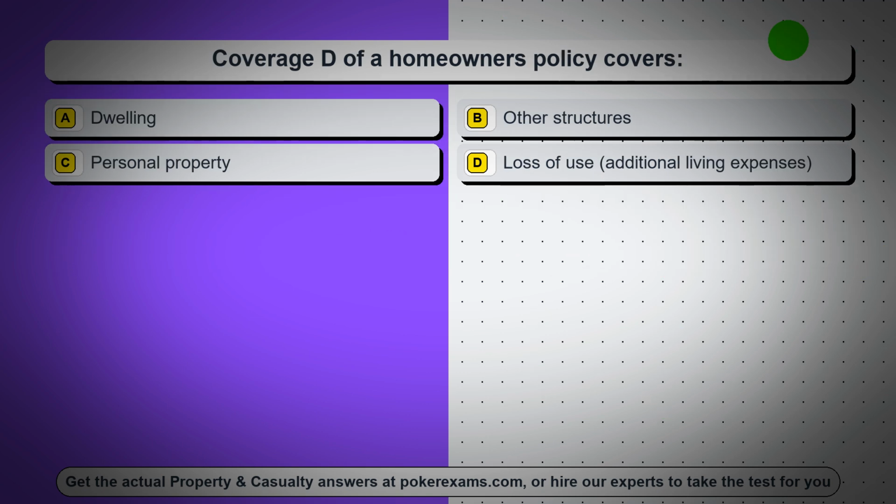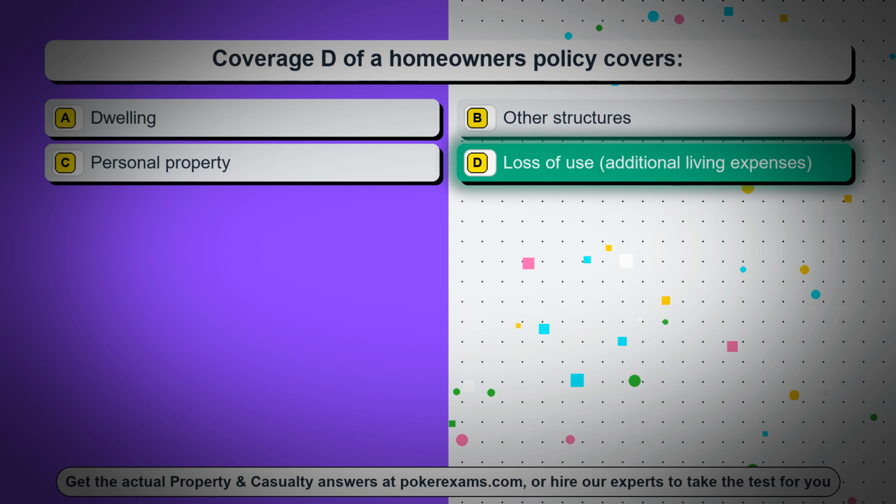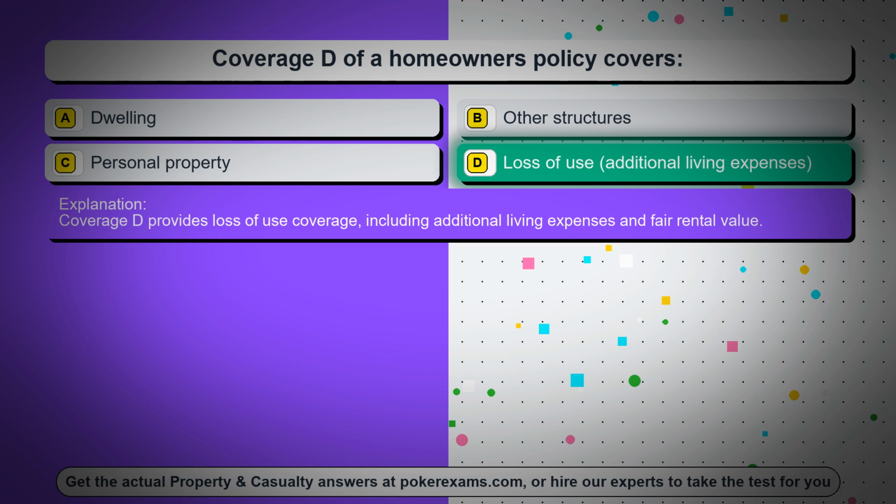Question 90. Coverage D of a homeowner's policy covers: Option A, dwelling. Option B, other structures. Option C, personal property. Option D, loss of use, additional living expenses. The correct answer is option D, loss of use, additional living expenses. Coverage D provides loss of use coverage, including additional living expenses and fair rental value.